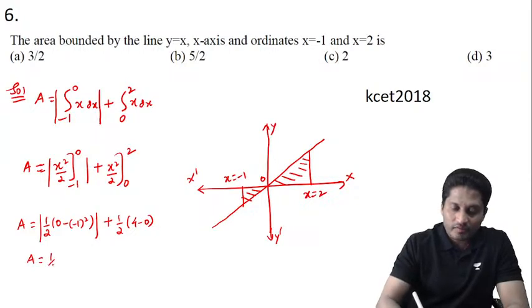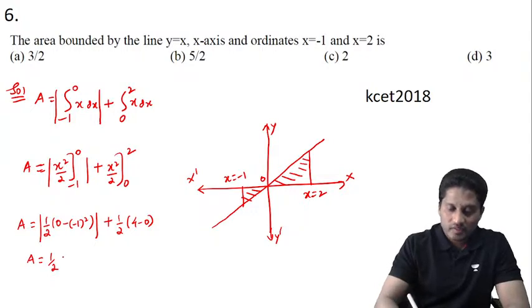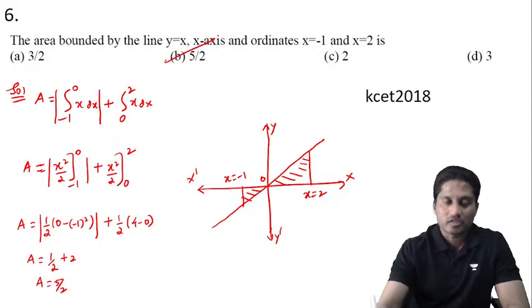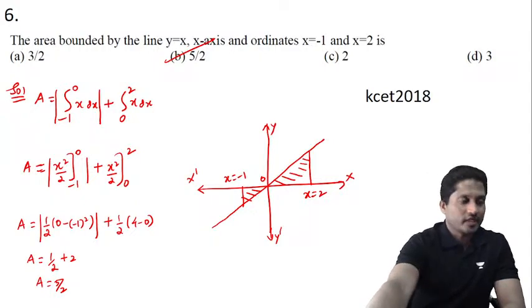Area will be equal to half. Take a mod, neglect the negative sign. Mod of minus half is plus half, plus 2. The area will be equal to 5 by 2 square units. Answer is option B. This was asked in the 2018 paper, guys. Let's move to the next question.